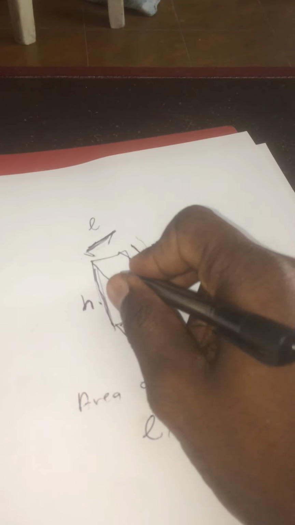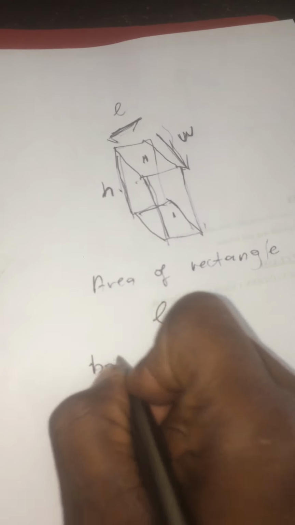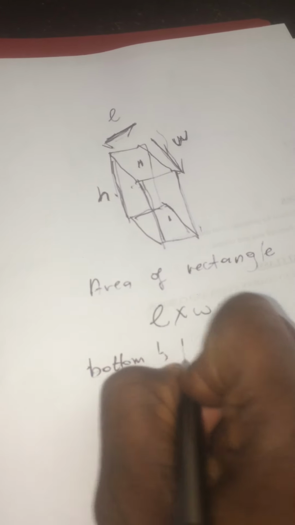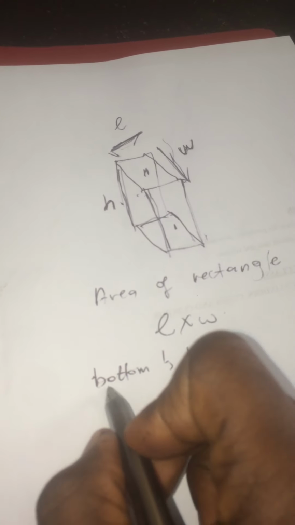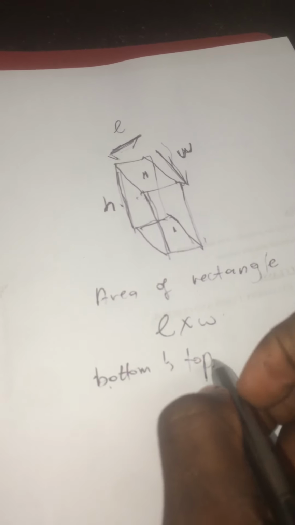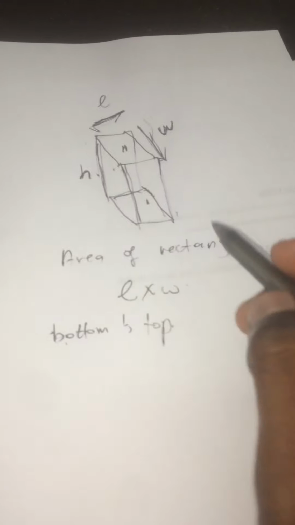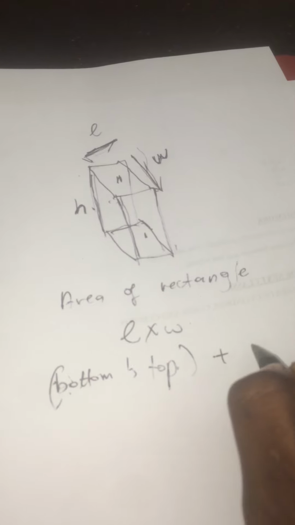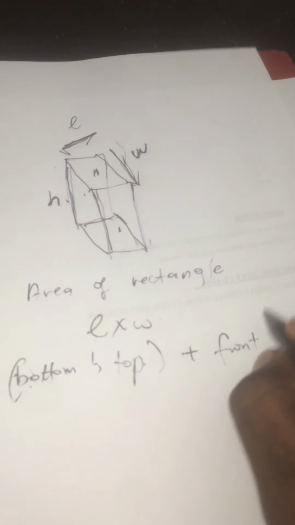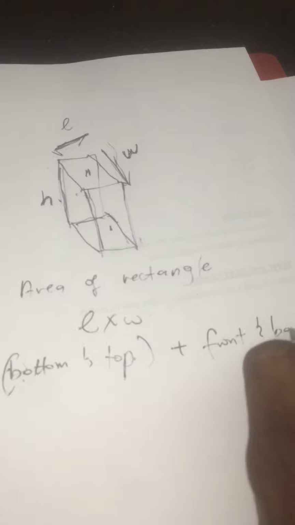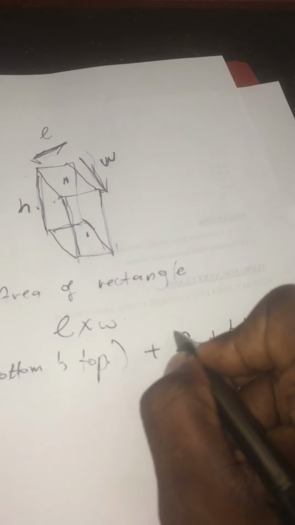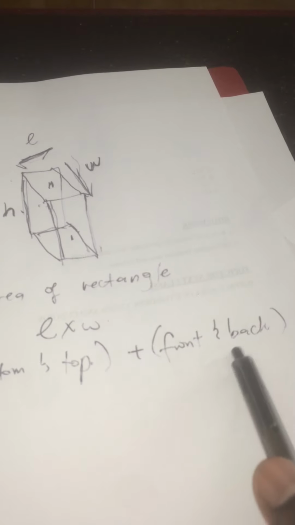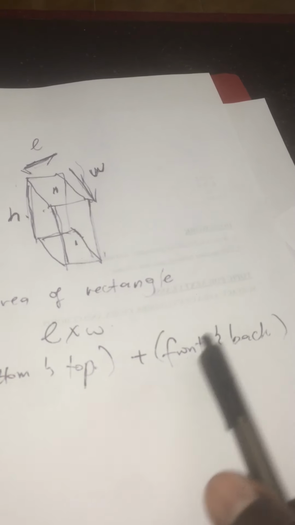So looking at the cuboid, we can see the bottom and the top are the same. So whatever the area is for the bottom, that's the area for the top. Then we have the front and the back. So the front and the back are the same, so plus front and back. Whatever the area of the front is, that's the area of the back.